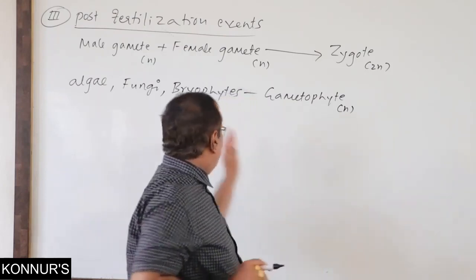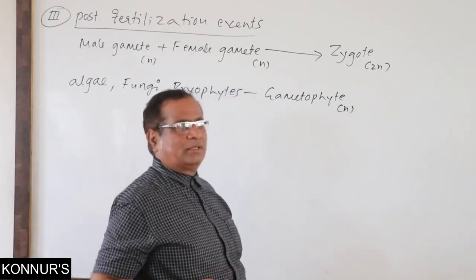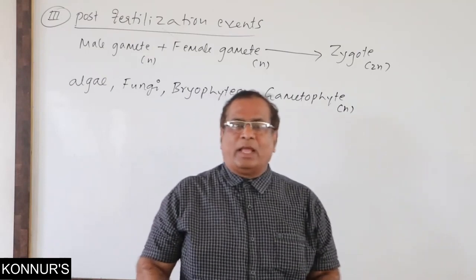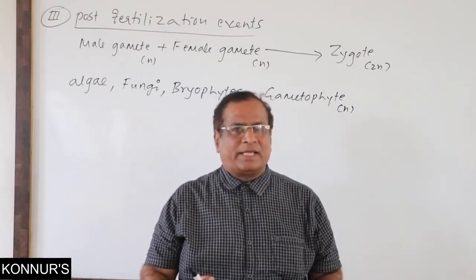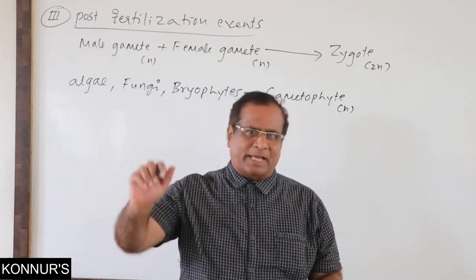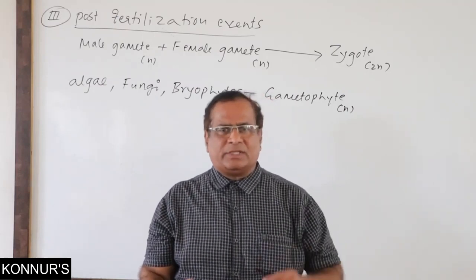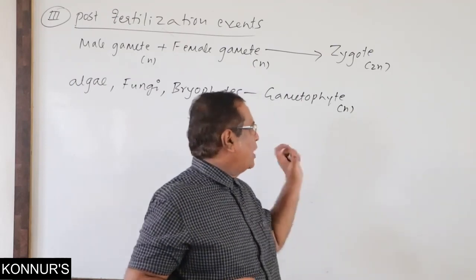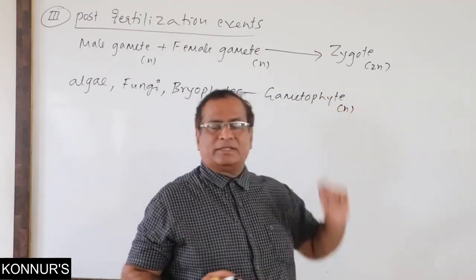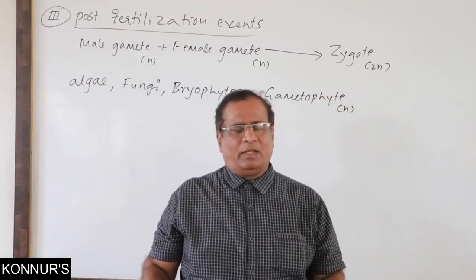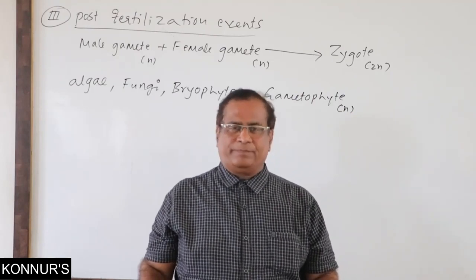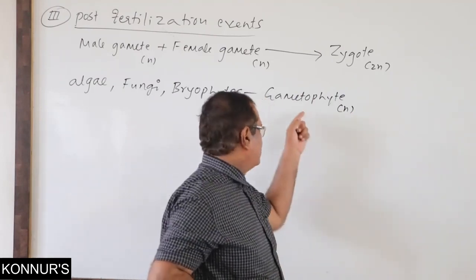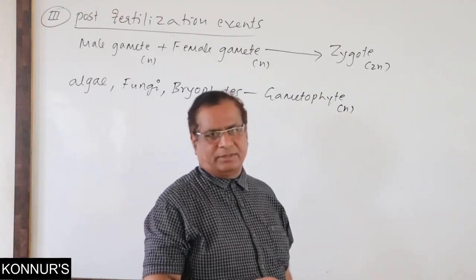That's why in these organisms we do find a haplobiontic life cycle. In that life cycle, maximum stages are haploid in nature. Only one diploid stage, that is the zygote. Haplobiontic life cycle, when there is a formation of gametophyte.